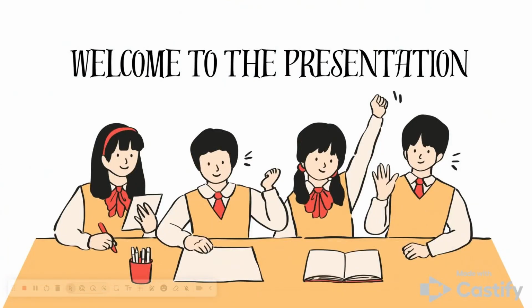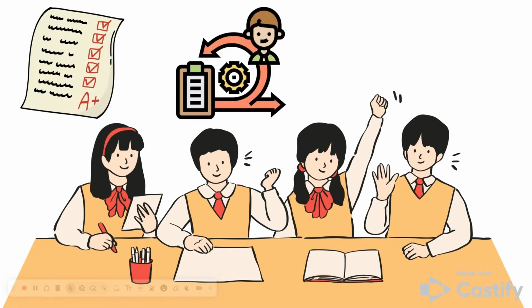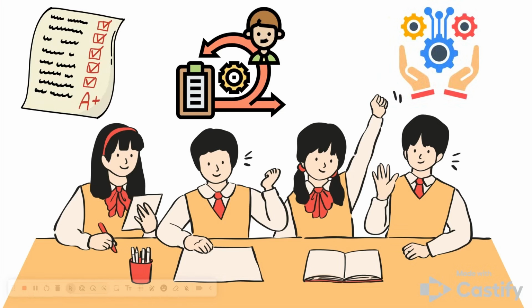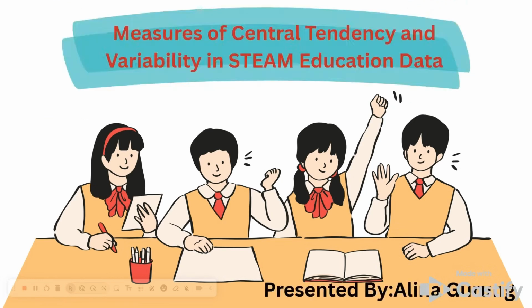Before we begin, I want you to think about one simple question. Have you ever looked at students' marks, project results, or experiment outcomes and wondered what does this data actually tell us? In STEM education, data is everywhere, but numbers alone do not help unless we understand them. In this video, I will explain measures of central tendency and variability in a very simple way, using classroom and STEM-based examples. My name is Elina Gurung.